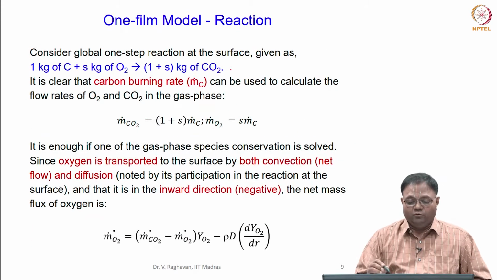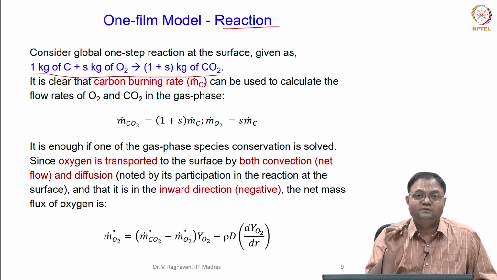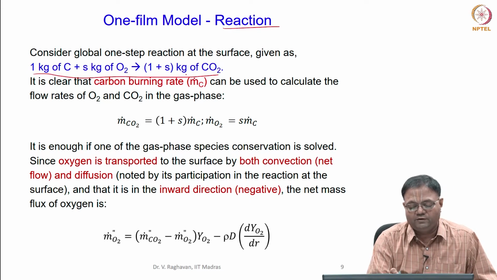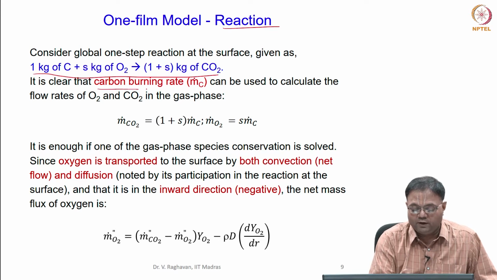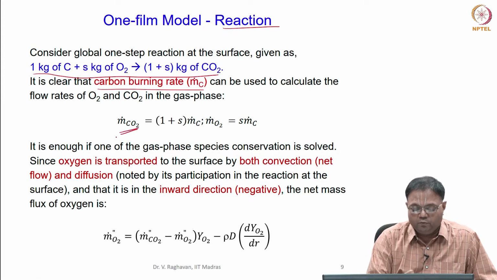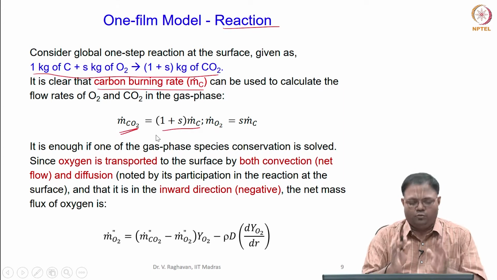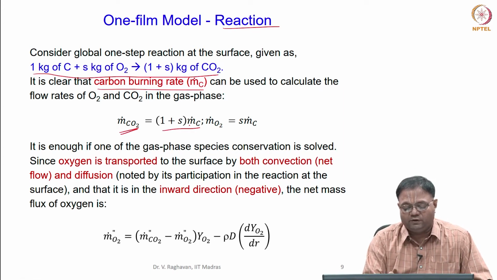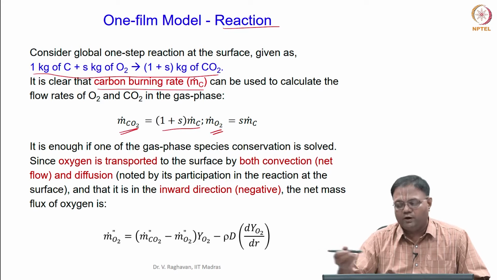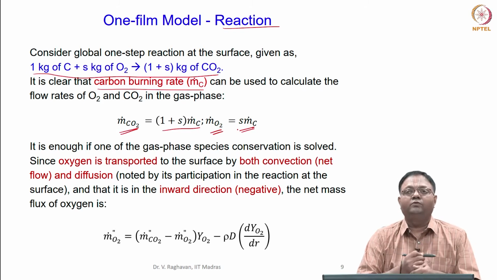The reaction we consider is again the same global single step reaction, but this is a surface reaction: 1 kg of carbon graphite plus S kg of O2 giving 1 plus S kg of CO2, and the carbon burning rate is indicated by m dot C. Now we know from this equation the magnitude of the mass flow rate of CO2 will be equal to 1 plus S times m dot C. Similarly, the flow rate of O2 is in the other direction, but its magnitude is equal to S times m dot C.